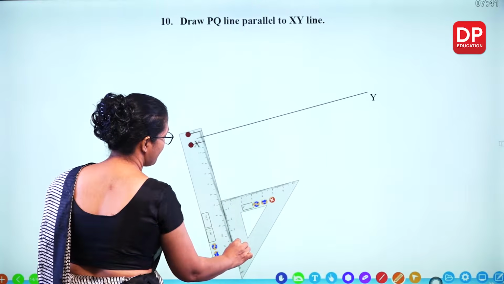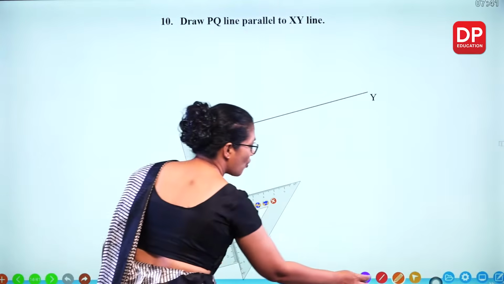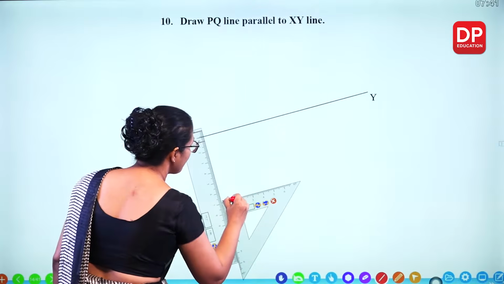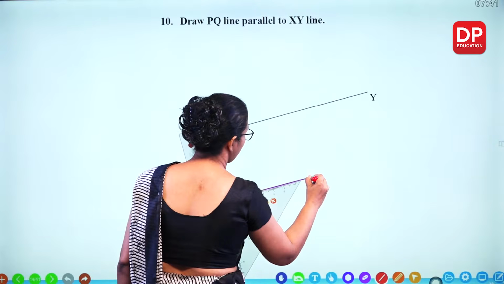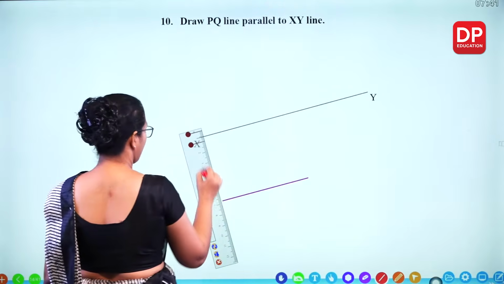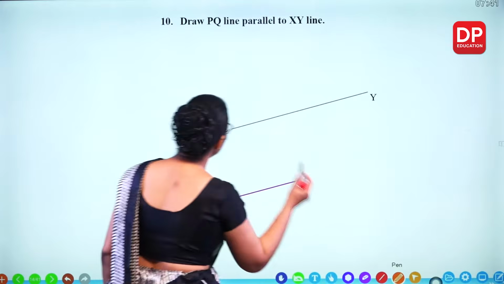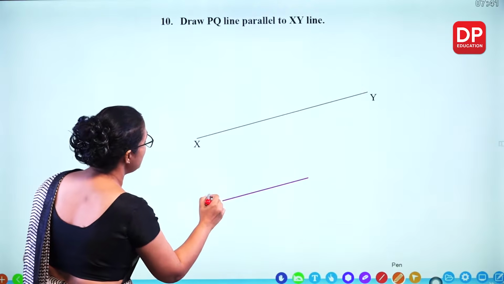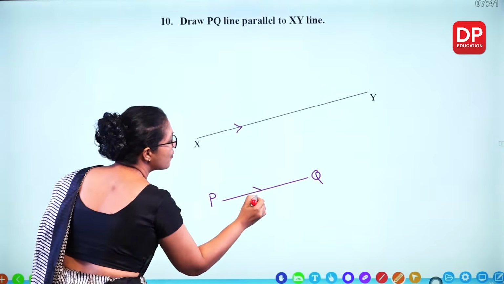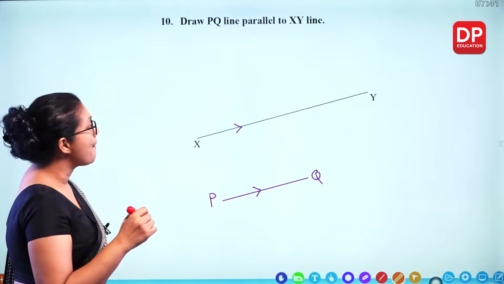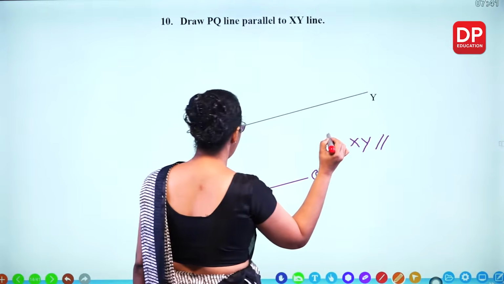So some more. And you can draw the line. So this line segment is parallel to XY. So we'll label that one as PQ. So we can use arrows to show that these two lines are parallel. So XY is parallel to PQ.